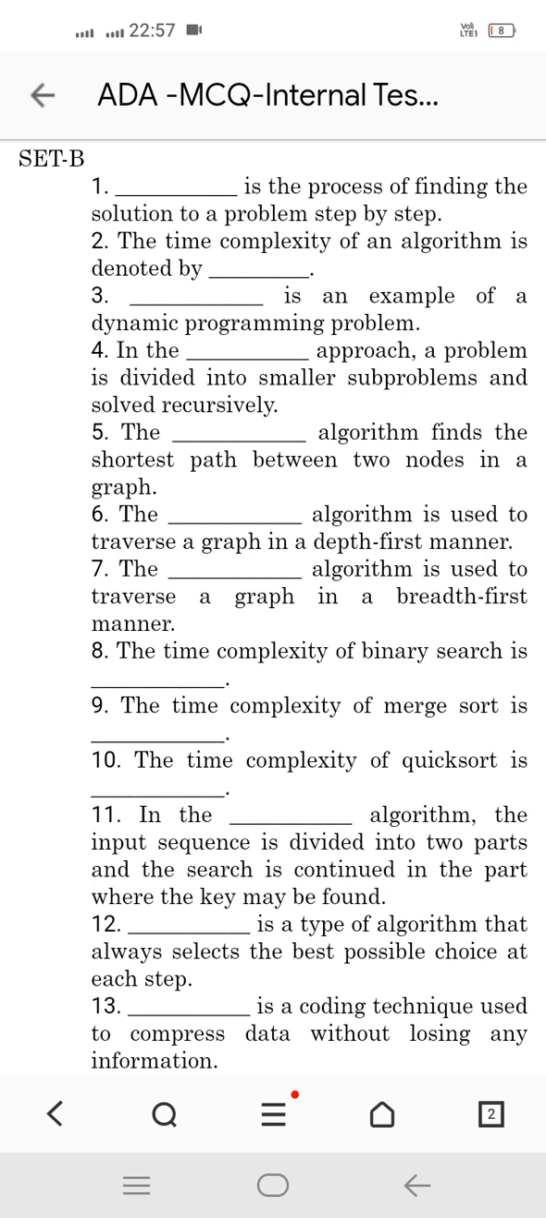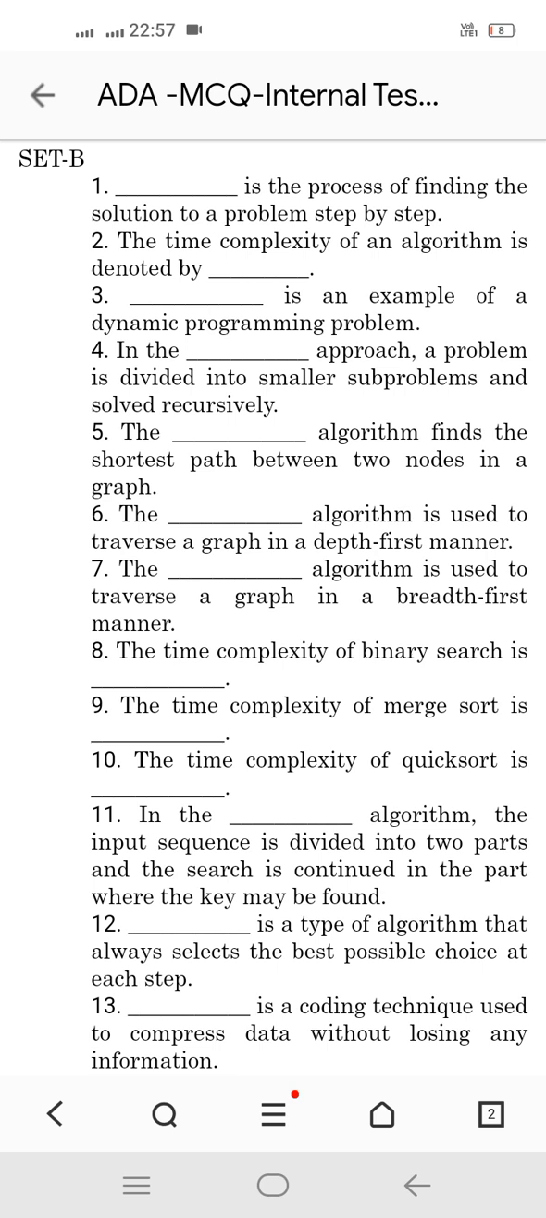First, dash is the process of finding the solution to a problem step by step iteration. The time complexity of an algorithm is denoted by big O notation. Dash is an example of a dynamic programming problem, longest common subsequence. In the dash approach, a problem is divided into smaller subproblems and solved recursively, divide and conquer approach.